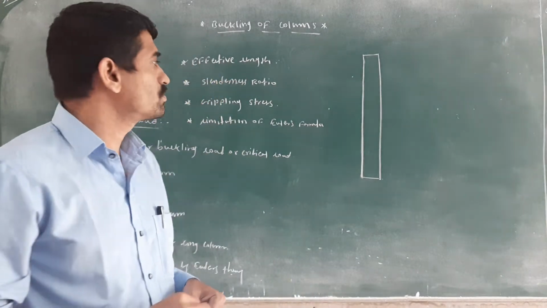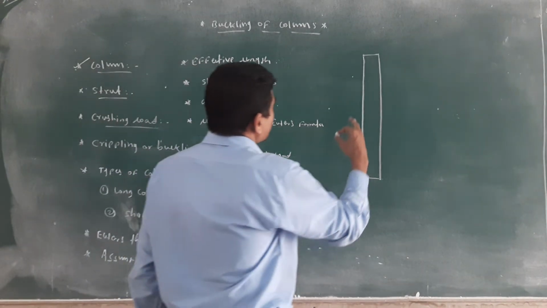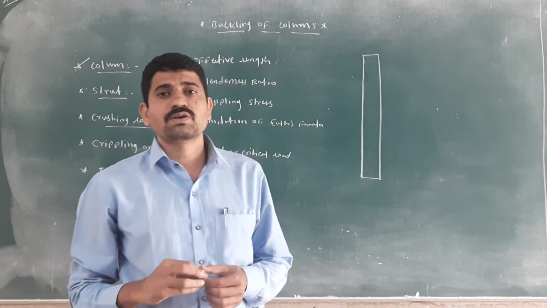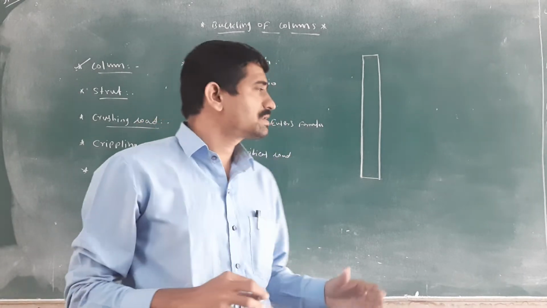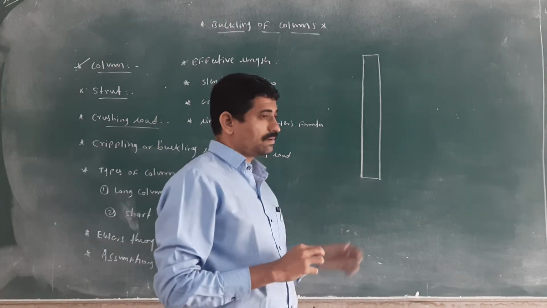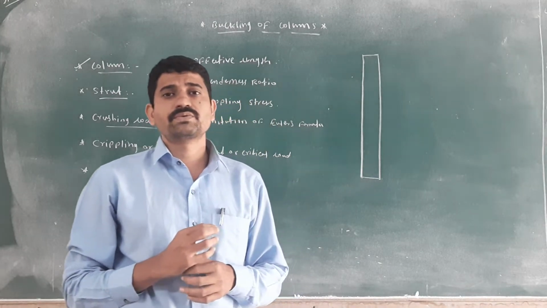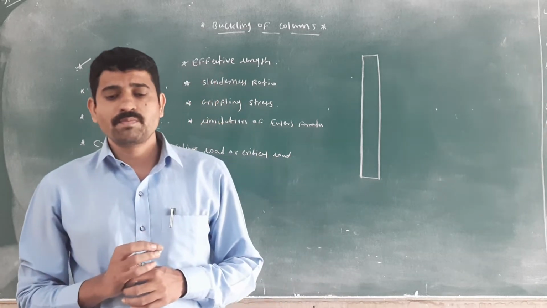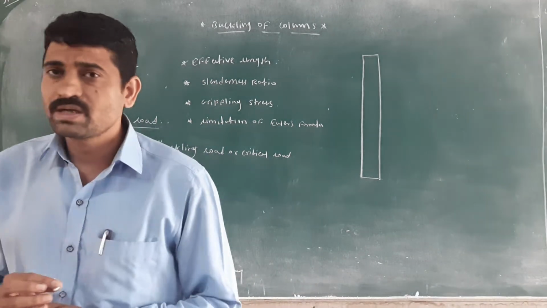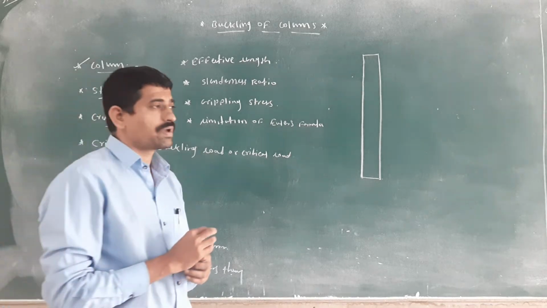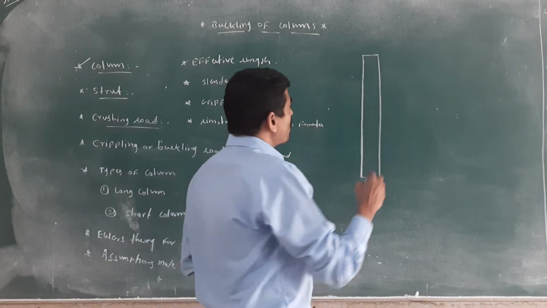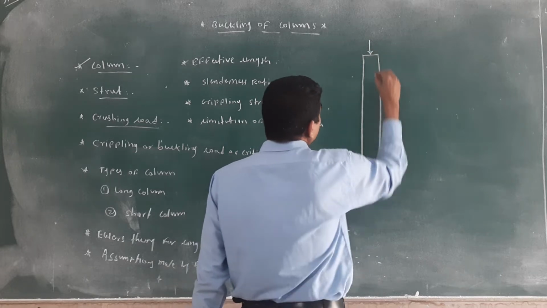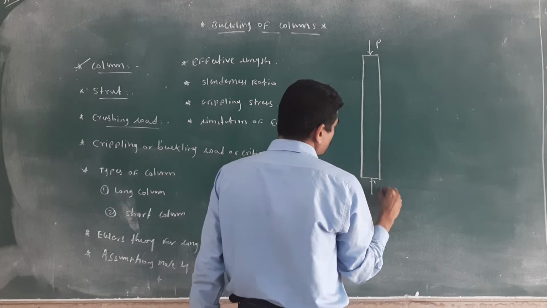It is usually long as compared to the cross section of the column, and it fails due to buckling. Okay, all of you getting what is meant by column? Yes, column is a vertical structural member carrying a compressive load. Only the compressive load. It is known as a column.